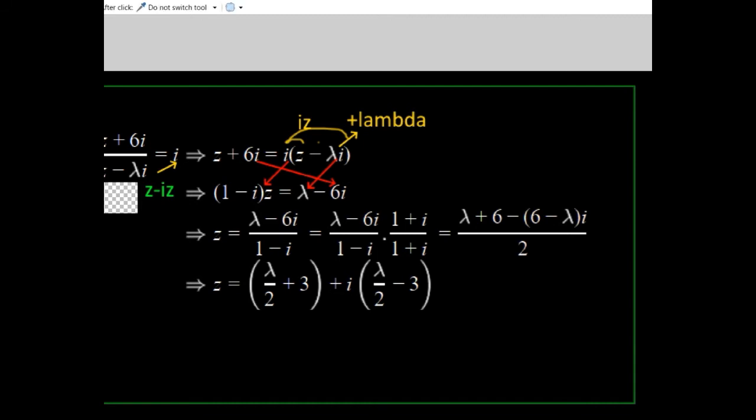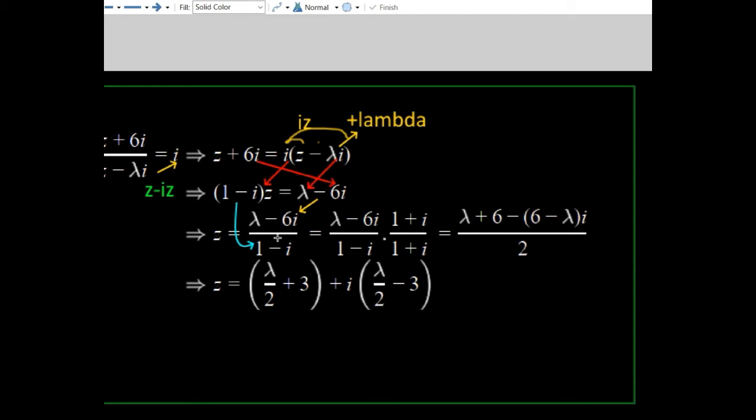Okay, so the next stage is, after factorizing out z, I'm going to divide both sides by 1 - i. This produces z is equal to (λ - 6i) divided by (1 - i). So this is what has occurred here. This has simply become the numerator, and this 1 - i has become our denominator there. Now, here we are close but not quite.